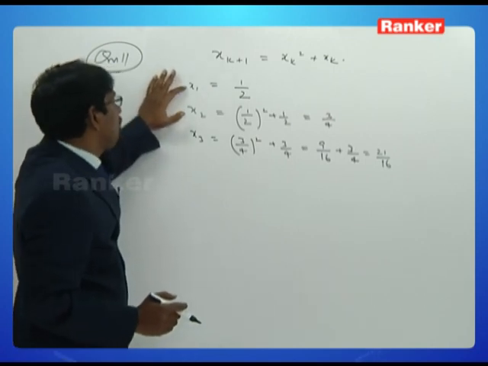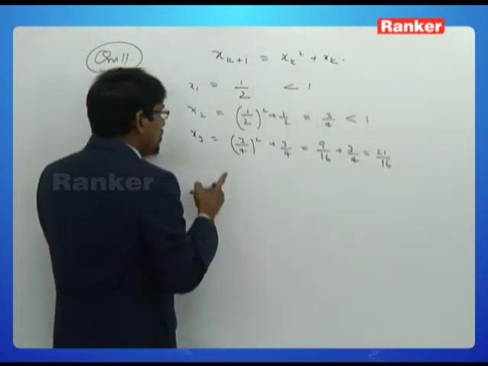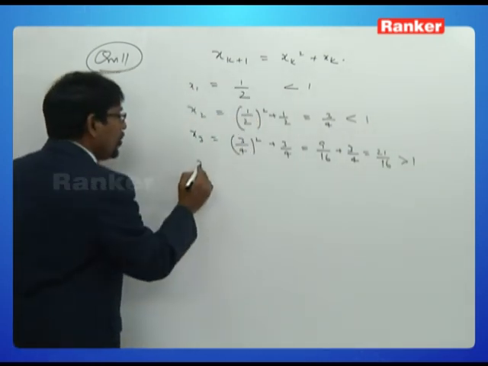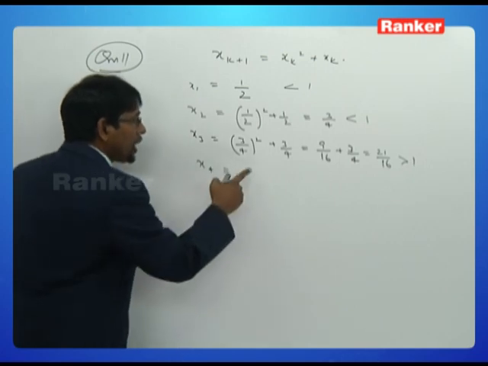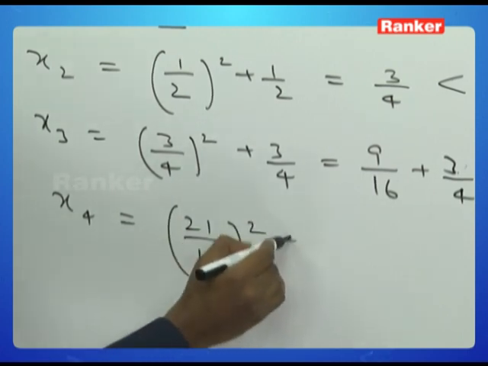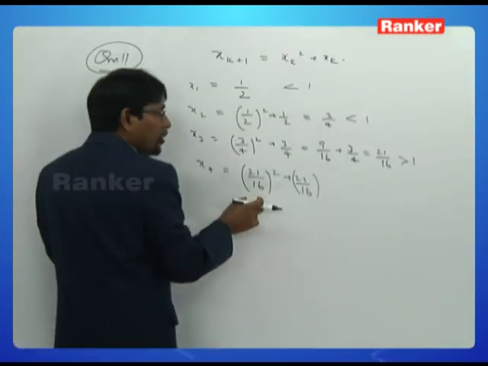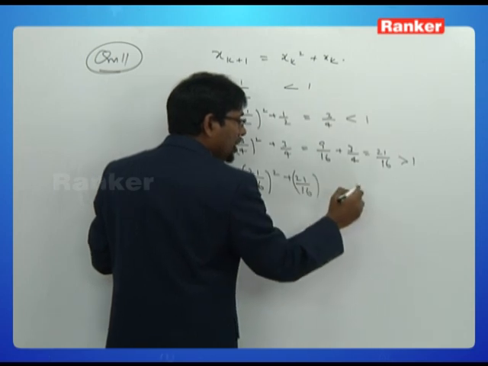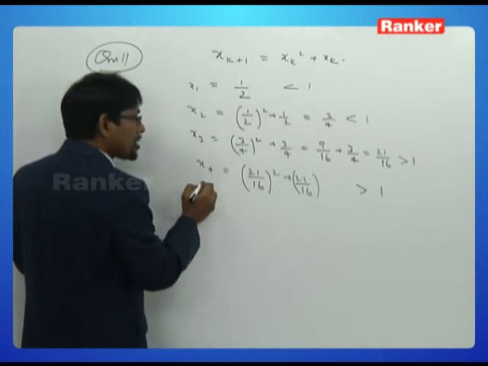You observe that x1 is less than 1, x2 is less than 1, but what about x3? That's becoming greater than 1. What do you think will happen? What will x4 come out to be? x4 will be 21 by 16 square plus 21 by 16. This number is greater than 1. So square of it will also be greater than 1. You are adding a number greater than 1, so it will be greater than 1. In fact, we can say it will be greater than 2. But anyway, we'll say it's greater than 1.